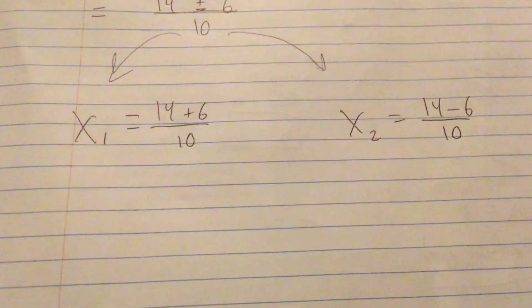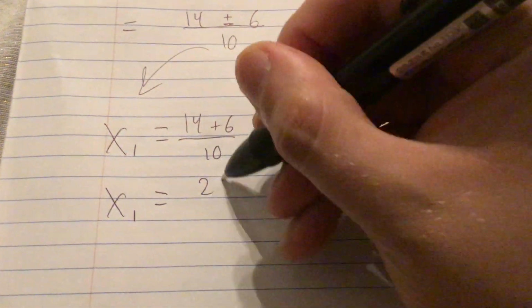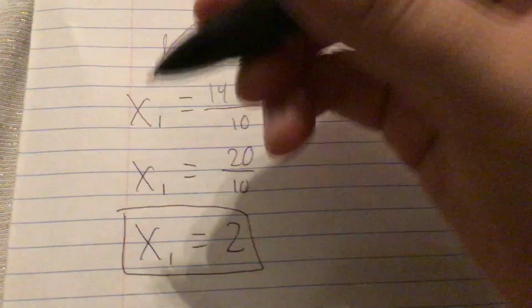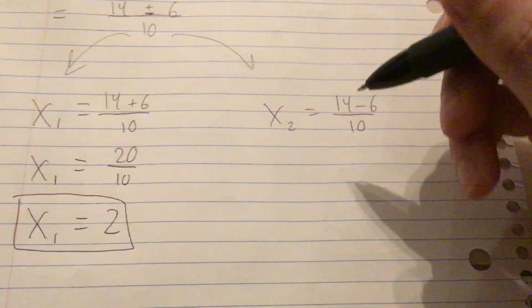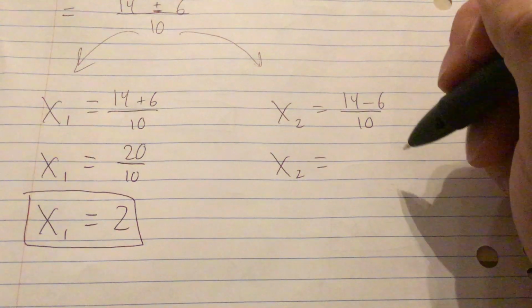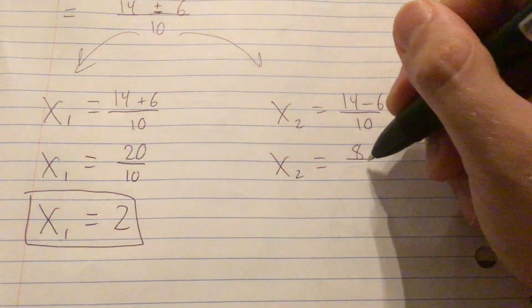So now, 14 plus 6 is going to be 20 over 10, and 20 divided by 10 is 2. So that is one of the solutions. The other solution, x2, we're going to do 14 minus 6, that's going to be 8 over 10.